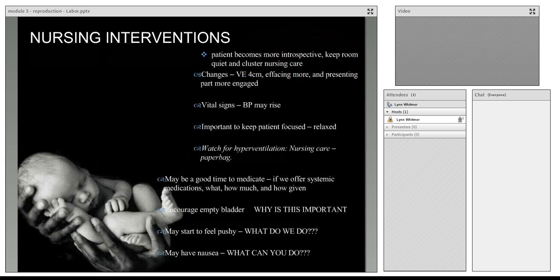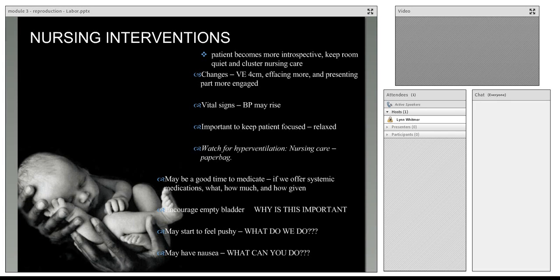Now let's move into some nursing interventions. Again, this takes you through. The patient will be more introspective. We're going to see changes on the vaginal exam. That's what the VE stands for. Vital signs. The blood pressure might rise a little bit because she's uncomfortable or scared, so we want to be helping her with that, making sure we're keeping her relaxed, changing her position. Doesn't mean she's preeclamptic or having any hypertensive crisis. Keep her focused, relaxed, watch for hyperventilation, which we talked about. Good time to medicate, encourage the empty bladder.